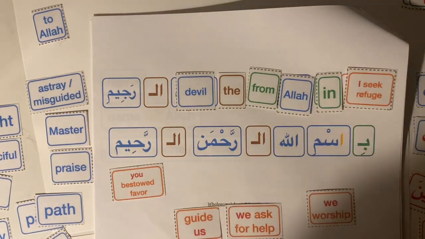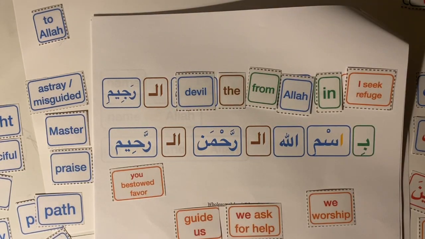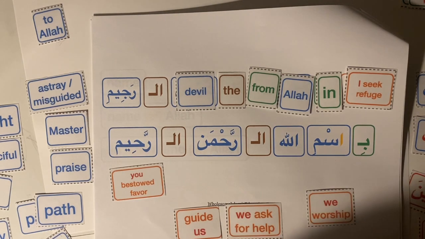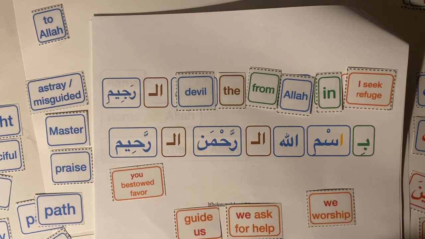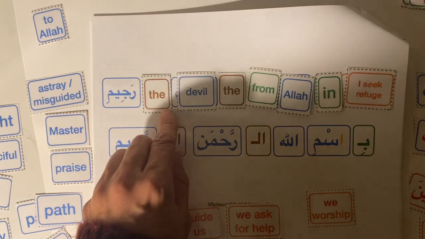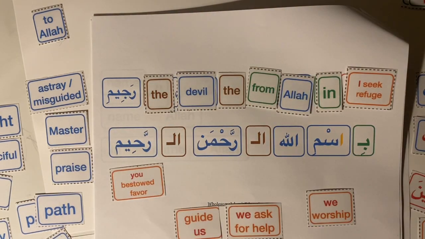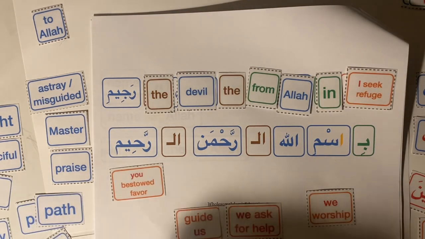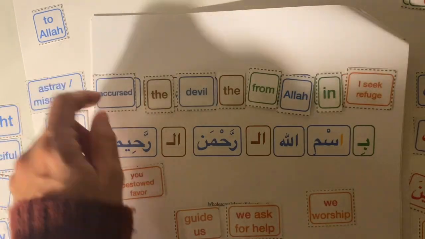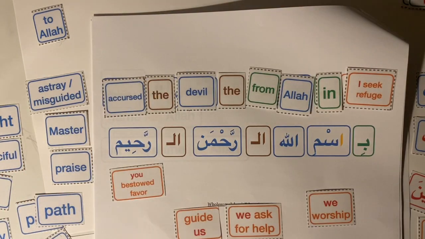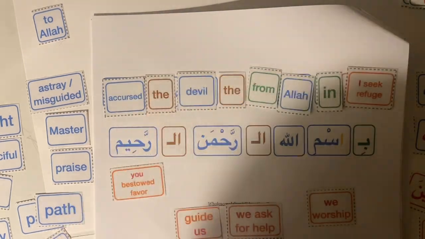You might surprisingly come across some students who don't know the meaning of this, so it's time now to teach them this. Of course, it depends on their age. And then Al-Rajim, I seek refuge in Allah from the accursed devil, right? There we go. Ash-shaytan ar-rajim literally translates into the devil, the accursed.